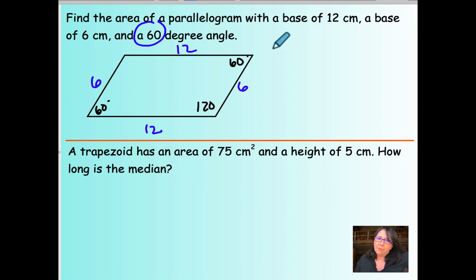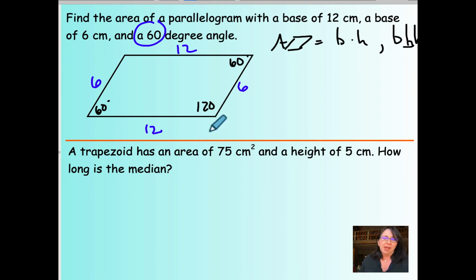The area of a parallelogram formula is base times height. But very importantly, the base does need to be perpendicular to the height. So if your base is not perpendicular to the height, then you can't use 12 times 6. I can use 12 as my base, but my height is definitely not 6. My height has to be perpendicular, so that's going to go straight down like this.